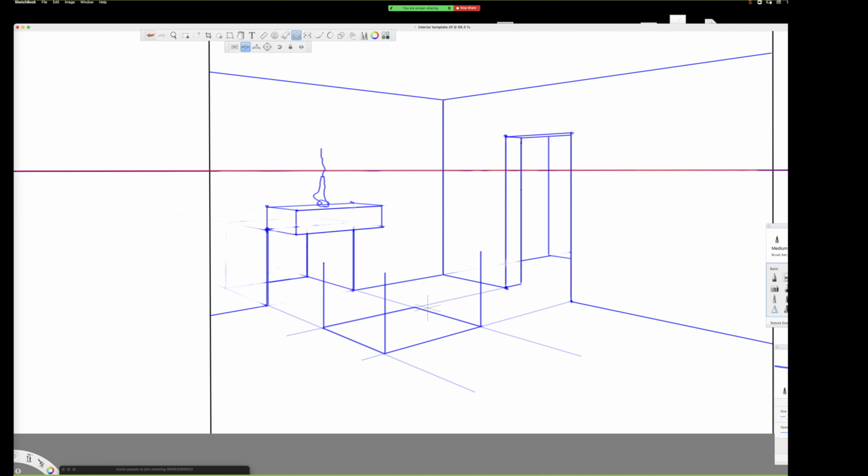Now look, I'm starting to overlap things, right? So I'm going to lose part of that wall back there. So what? Makes for a more interesting drawing. Now I want this table to be half the height of the fireplace. How do I determine that?